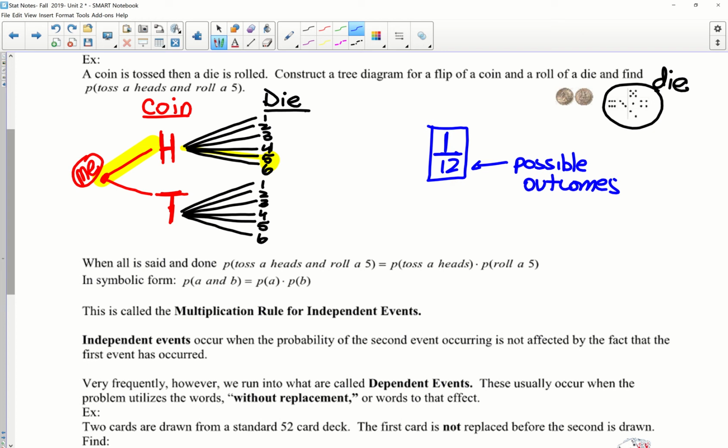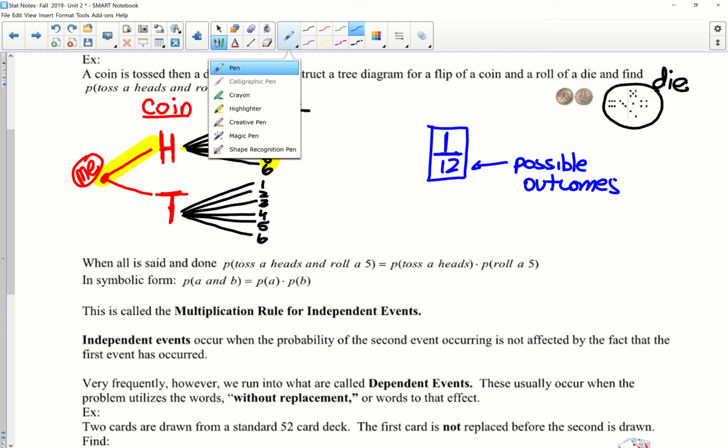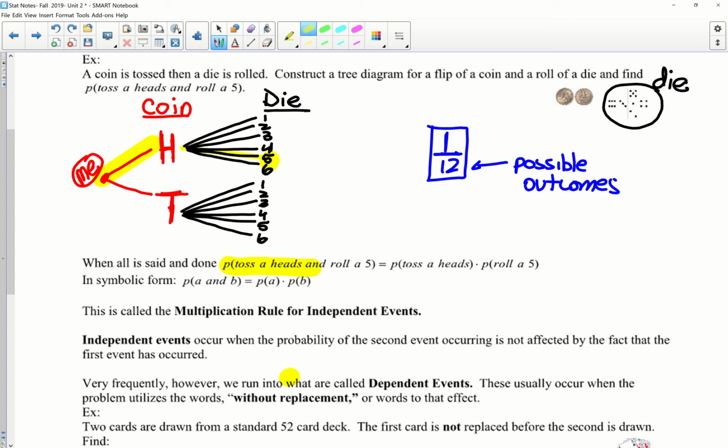It's great if you can jump right to this rule: the probability of tossing a heads and rolling a 5 is the same as the probability of getting a heads, which is 1 out of 2, multiplied by the probability of rolling a 5, which is 1 out of 6, which results in 1 out of 12. You could do that out. That's easy enough.